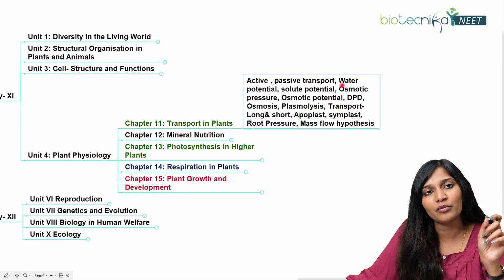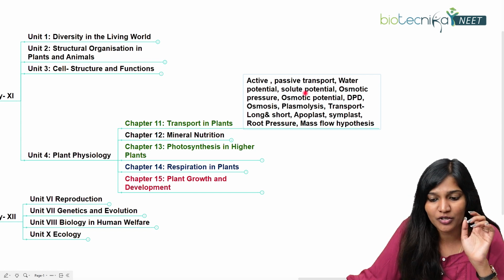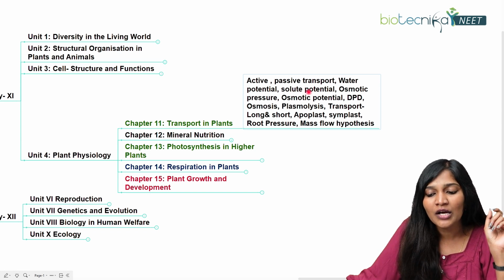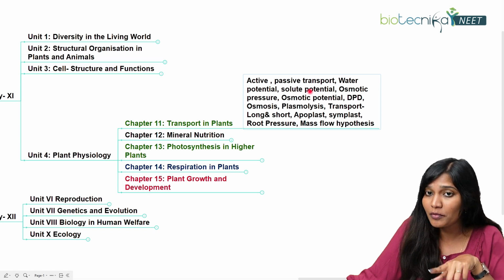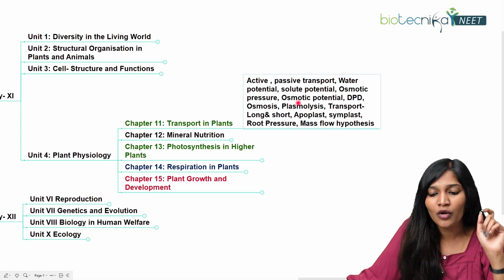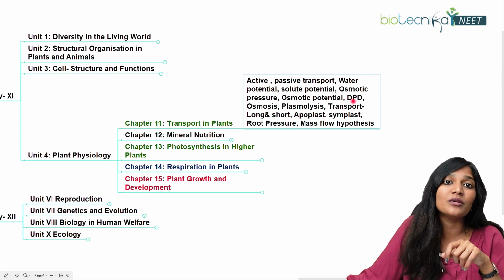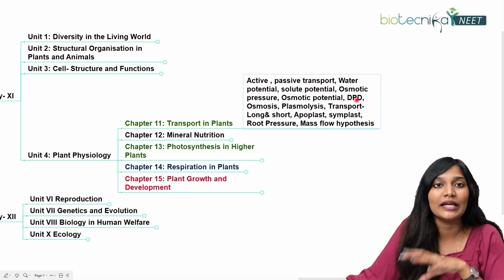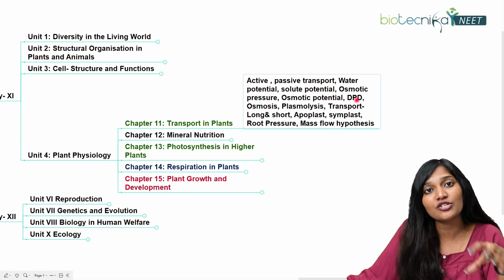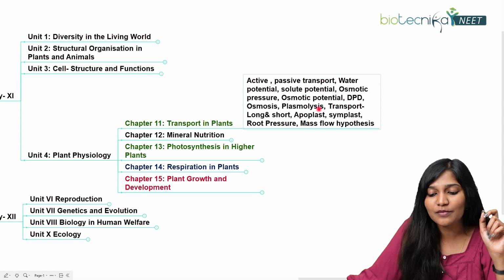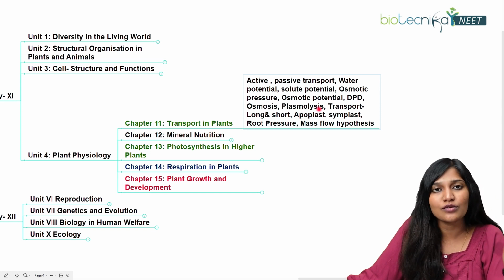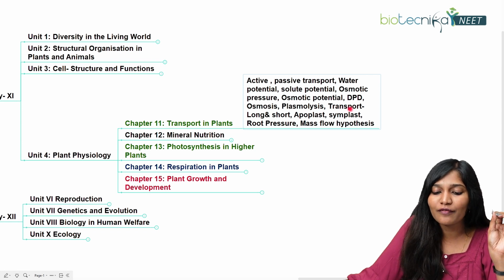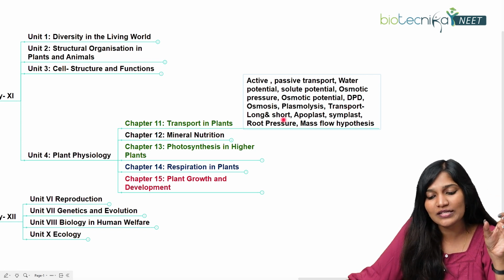You have to remember water potential is equal to solute potential plus pressure potential. And solute potential is negative, very importantly, and you have to remember solute potential is directly proportional to water potential. That is important. Osmotic pressure, osmotic potential, DPD, diffusion pressure deficit, very important. Water always moves from the low DPD to high DPD, but water moves from high concentration to low concentration. And then plasmolysis, when a plant cell is kept in isotonic solution, what will happen? Hypotonic, hypertonic, important question.